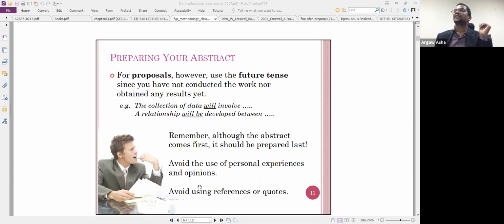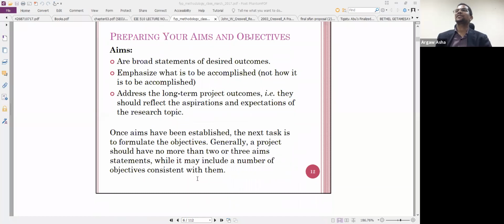In this case, avoid the use of personal experience and opinions, such as "in my understanding, the result will be like that." Also remember, although the abstract comes first, it should be prepared last. Avoid any referencing or quotes in the abstract.